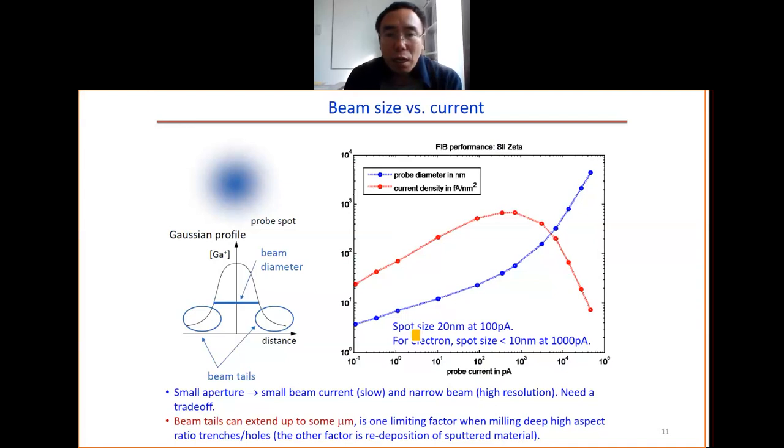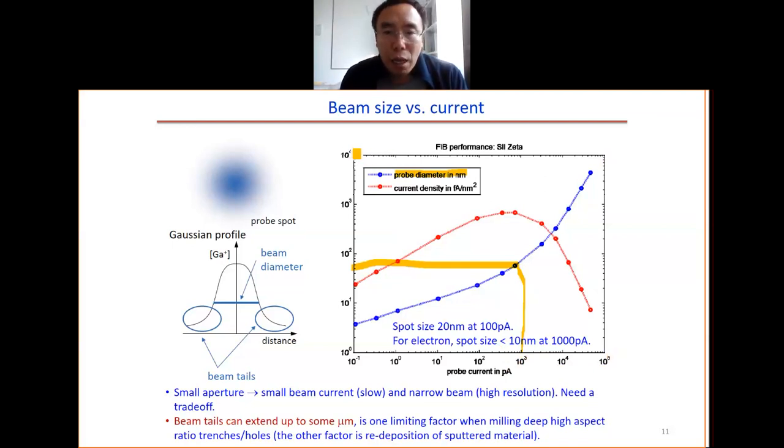So here is the current and the beam size. You can see the higher the current, the bigger the beam. This makes sense. This is the probe diameter in nanometer. For example, when we get 1 nanoampere, how big does the beam size become? It comes to here, maybe 50 nanometer. 50 is very big, and this is only 1 nanoampere. If we get 100 nanoampere, the beam size will be micrometer scale.